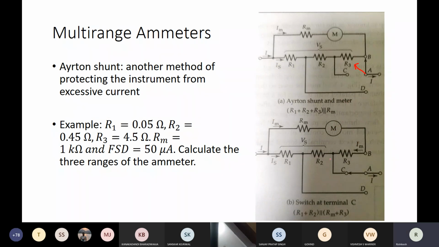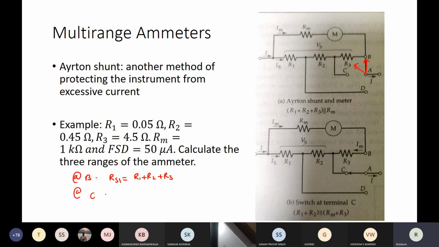For example, when the switch connector is at position B, what is the equivalent shunt resistance at B? What is the value of resistance that is in parallel with the meter? It is R1 plus R2 plus R3, isn't it? This is a shunt resistance. I will name it as RS1.